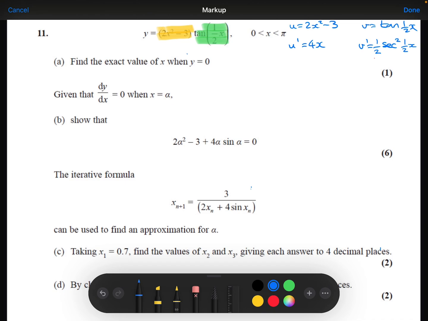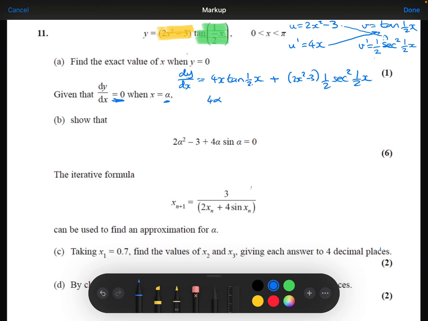Now applying the product rule then. So I've got u dash times v, so 4x tan half x, plus u times v dash. So that's going to be 2x squared minus 3 times a half sec squared half x. And this is going to equal 0 when x is alpha. So if I substitute alpha in instead of x, my gradient is going to equal 0.